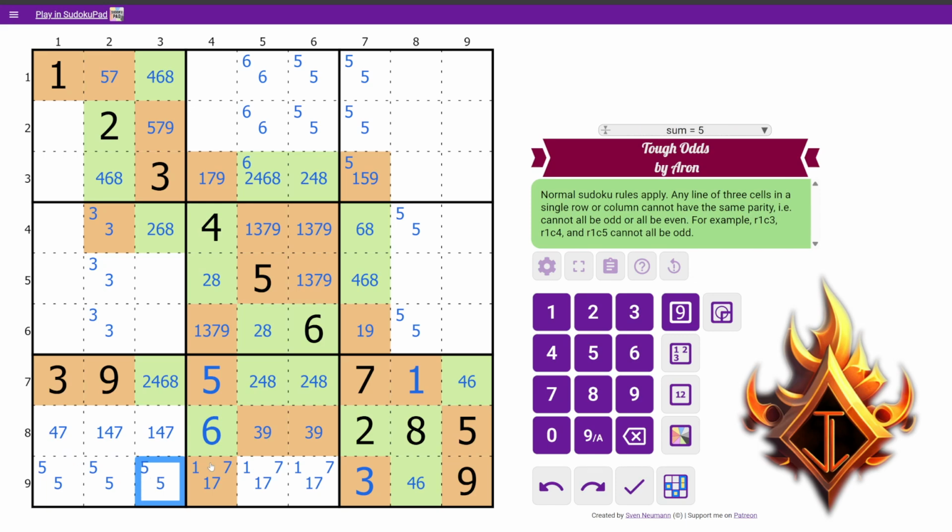If the 5 goes here, that has to be an even. 2, 4, or 8. That would be a 1 or 7. Seems all good. This would be an even, and this would be an even.